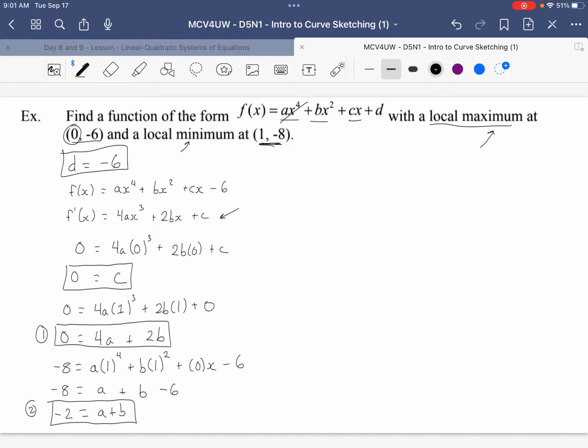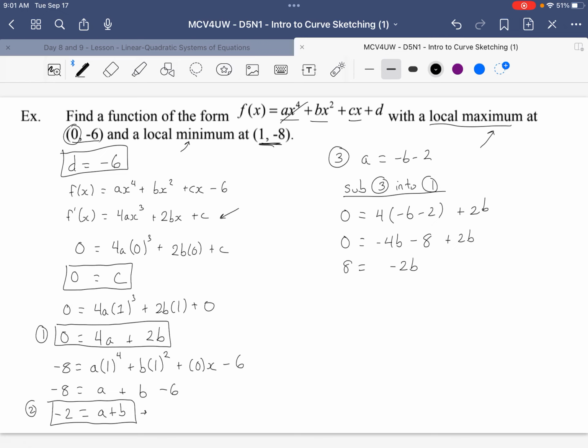And now we'll do substitution or elimination, it doesn't matter which one we do. I'm going to write equation 3. I'm going to rearrange equation 2, and I'm going to write that as a equals -b minus 2. I'll sub equation 3 into equation 1. So then I have 0 is equal to 4 times a, which is -b minus 2, plus 2b. 0 equals -4b minus 8 plus 2b. Then 8 would have to equal -2b, or -4 would have to equal b.